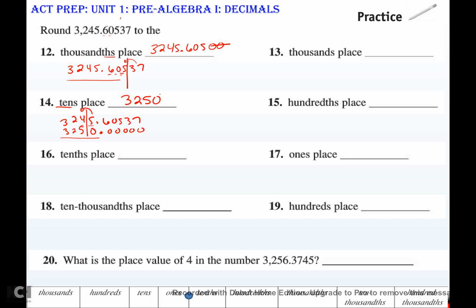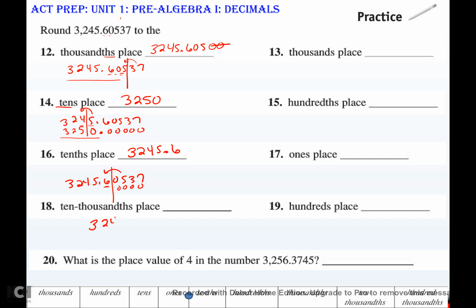Okay, the tenths place. That 6 is in the tenths place. The 0 won't do anything to it, so these all stay the same: 3245.6. These all turn to zeros, but again, after the decimal, you don't need to write them.